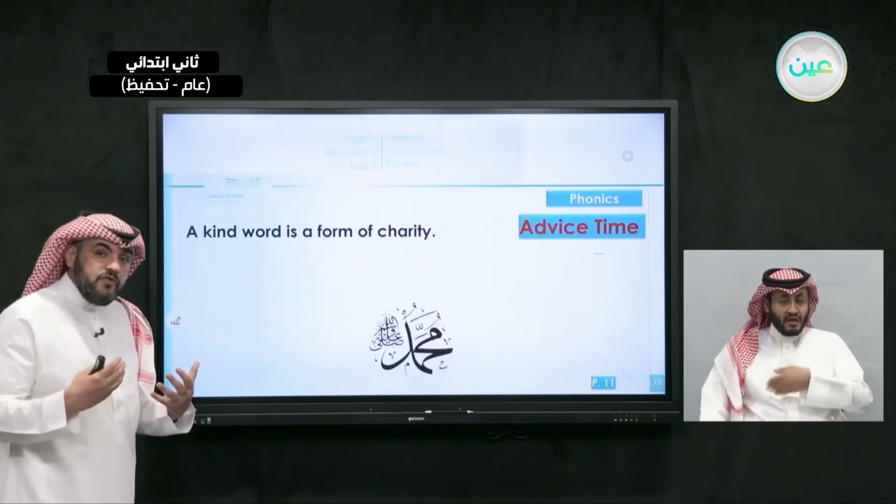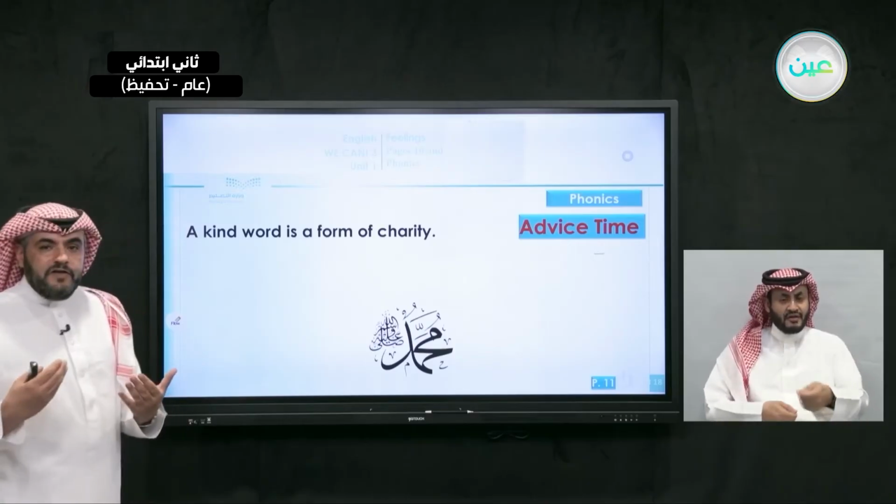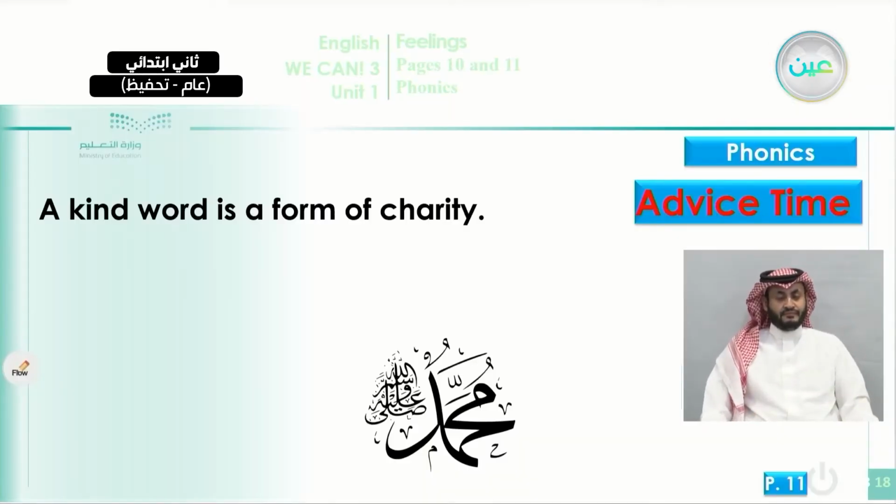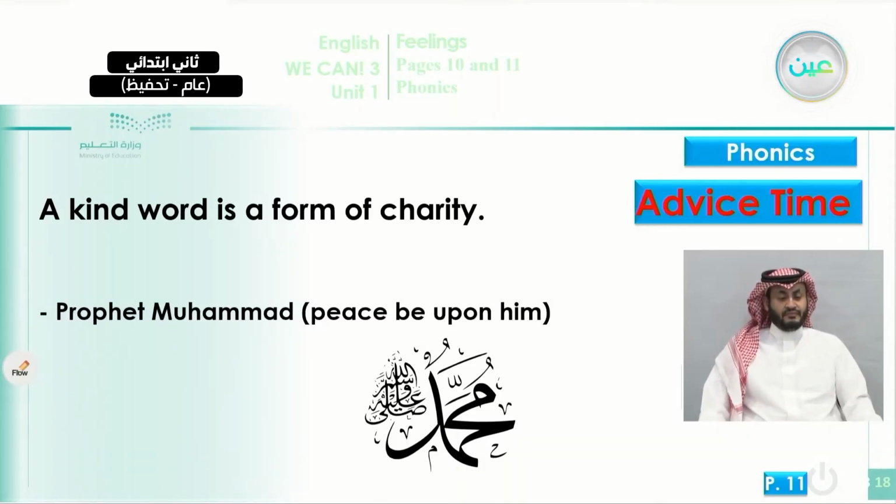That means if you speak well to others, if you are kind to others, you will be rewarded by Allah subhanahu wa ta'ala. This is a kind of charity. That is what Prophet Muhammad, peace be upon him, said. You can translate it into Arabic. What can you say? You can try that.